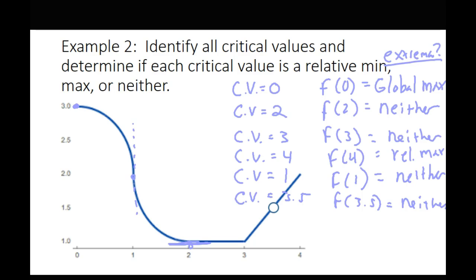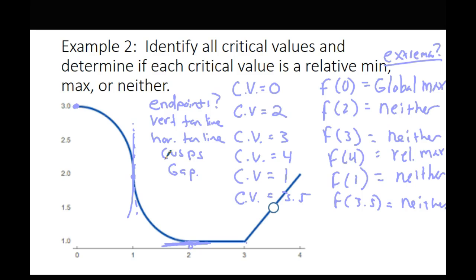So, in summary, where are the critical values going to be located? Endpoints. But remember, that one depends on what textbook you're using, but we'll say endpoints. Vertical tangent lines. Horizontal tangent lines. Right? So down here we had a horizontal tangent line, here we had a vertical tangent line. Those are critical values. And also at cusps, like here, and also at gaps. Critical values are where the slope is undefined or 0, and any of those are potential relative extrema.